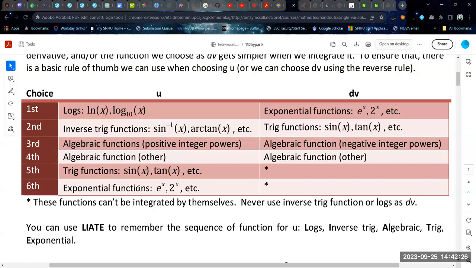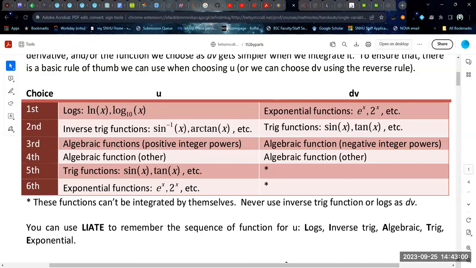Now, again, that's sort of the thing to keep in mind. We don't have a full list for dv in the reverse direction because log and inverse trig actually can't be integrated by themselves. So if you needed them to be dv, you would have to do a separate round of integration by parts. We're going to look at an example of integrating these functions by themselves, which is what would have to happen if you use them for dv. But this is the general rule.